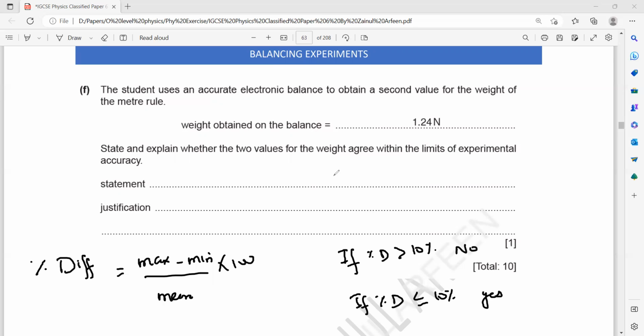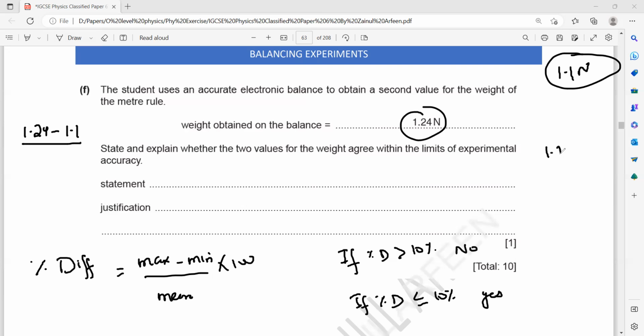So what are the two values? One of the values was 1.1, another one is 1.24. And we want to check whether they are equal or not. So the formula for percentage difference: maximum. Which one is the maximum value, 1.24 or 1.1? 1.24. So 1.24 minus the minimum value 1.1, divided by the average. How to take the average of these values? The mean. So 1.24 plus 1.1 divided by 2.